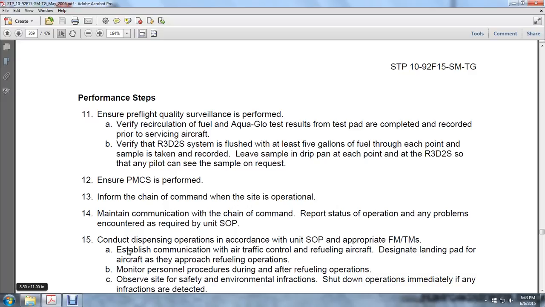Leave the sample in the drip pan at each point at the end of the R2D2 system, so the pilot can see the sample on request. Ensure the preventive maintenance checks and services are performed. Inform the chain of command when the site is operational.